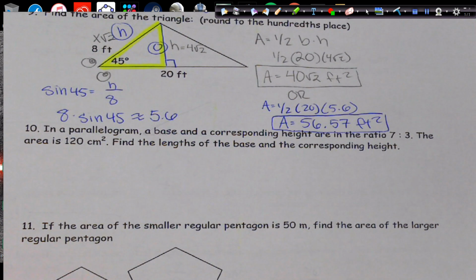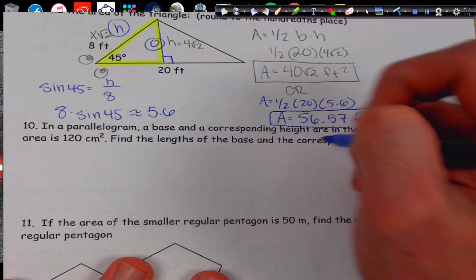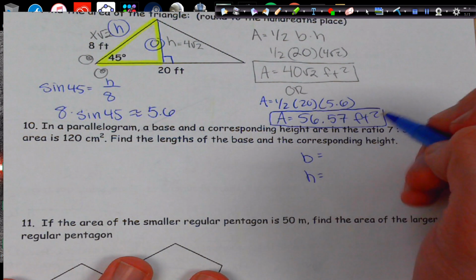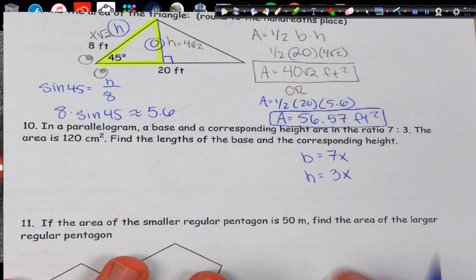All right, number 10 was an attempt to get a good, interesting question, and then it became kind of a messy question. So let's see if we can do it. In a parallelogram, a base and a corresponding height are in the ratio of 7:3. The area is 120. Find the lengths of the base and the corresponding height. We can do this. I don't know the base and I don't know the height, so I can give them the ratio of 7:3 by doing 7x to 3x.